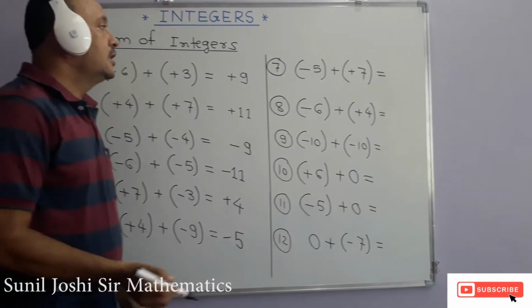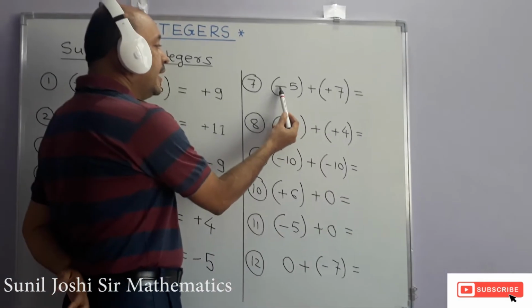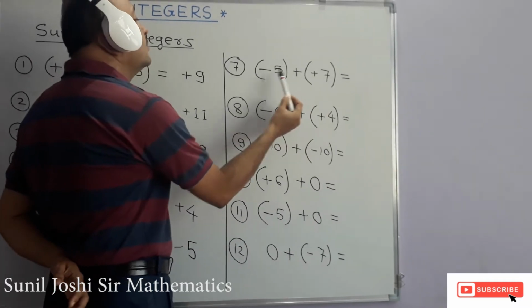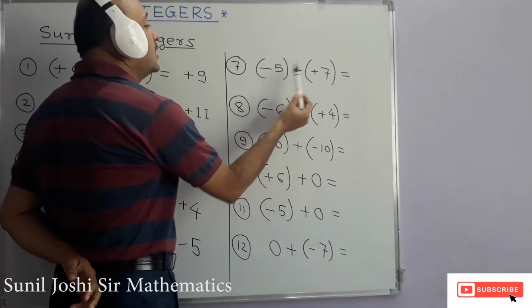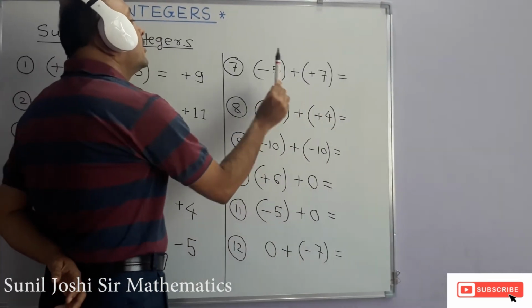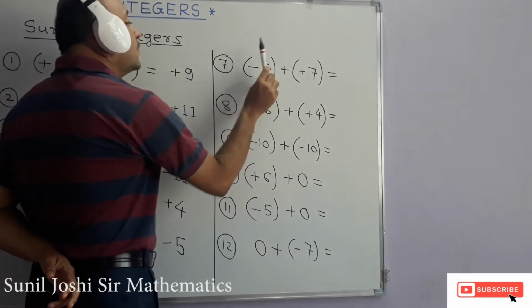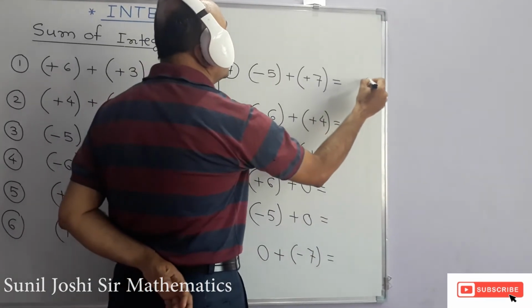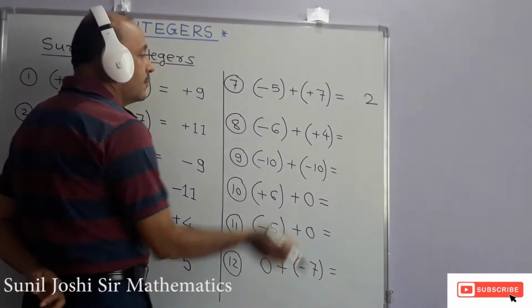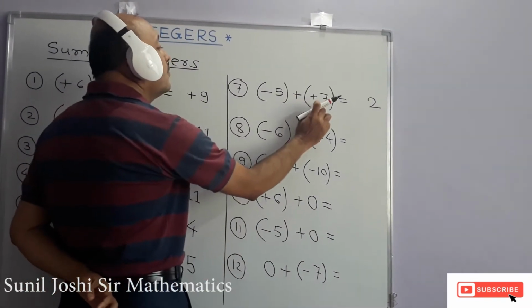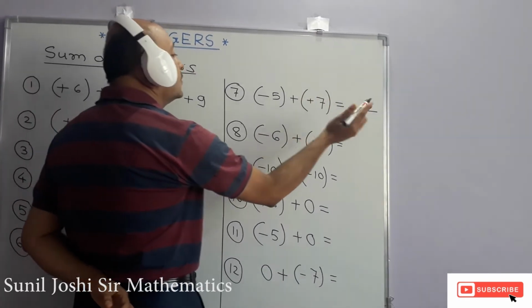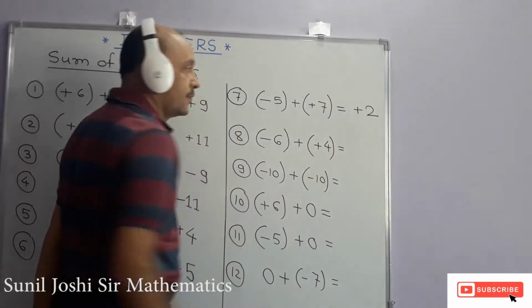Let us go to the next example. Negative sign is here, positive sign is here, means different signs. Different signs means subtraction. How to subtract? 5 is the smaller number, 7 is the greater number. So 7 minus 5. 7 minus 5 is 2. But the sign of the greater number: 7 is the greater number, 7 has the sign positive. So the answer has the sign positive.